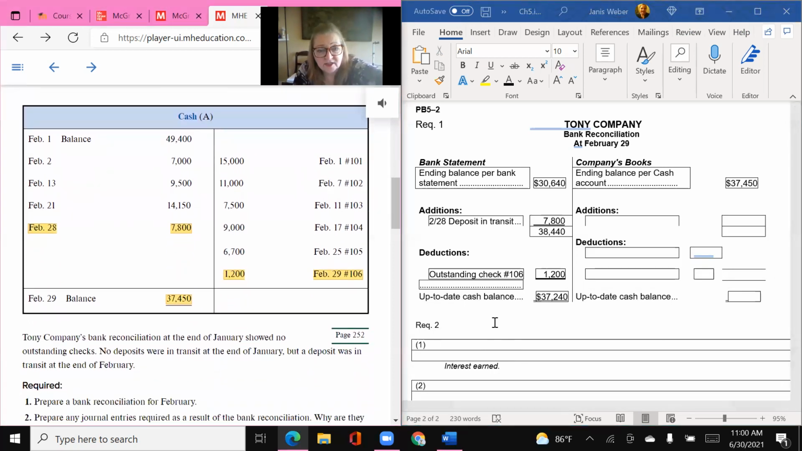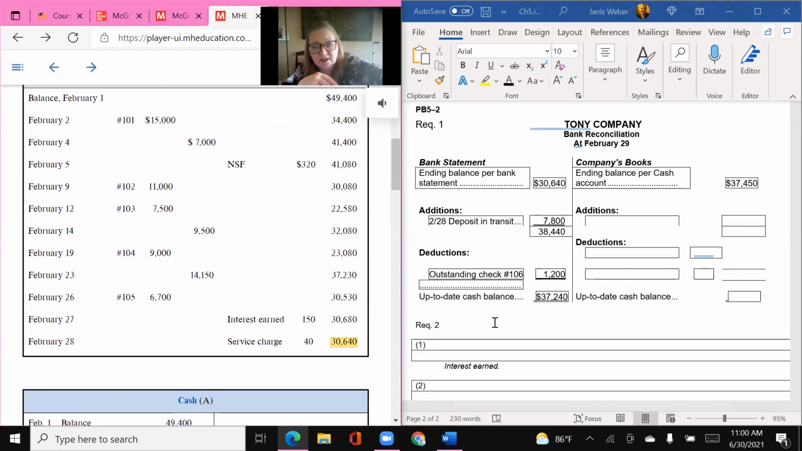Now our T account says $37,450 is our balance. So we're going to need to make some adjustments to see why that is and see if we can come to the same exact balance for up-to-date balance on the bank side, I mean on the book side. We start on the book side and we say, now what adjustments do we need to make? We need to look at the bank statement again and see what's on there that we had not recorded yet.